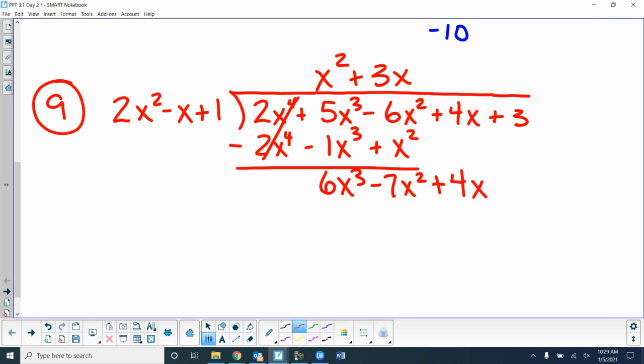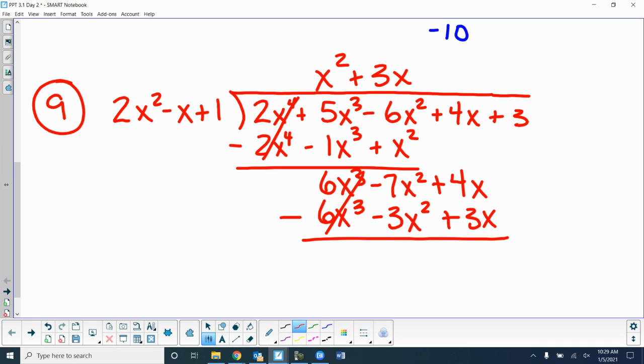And then distribute the 3x. 3x times 2x squared. 3x times negative 1x is a negative 3x squared. And 3x times 1 is 3x. Those cancel. I've got a minus a negative 3 here, so that's negative 7 plus 3, which is negative 4. And 4 minus 3 is a 1. And then bring down the 3.